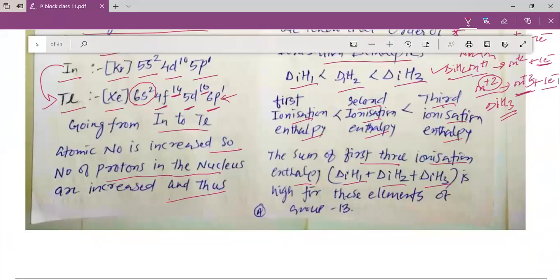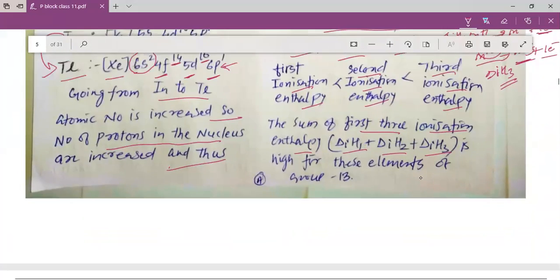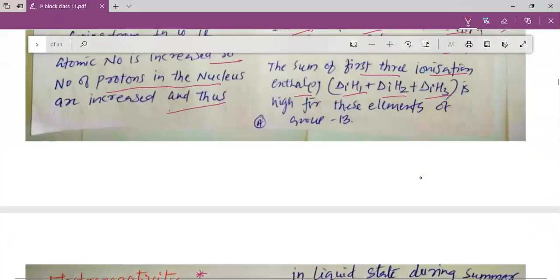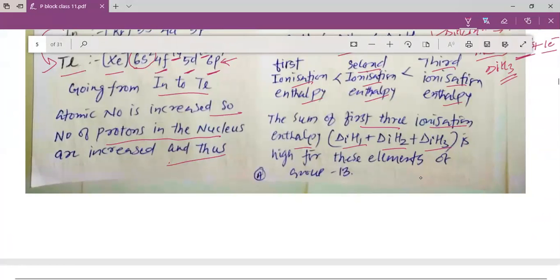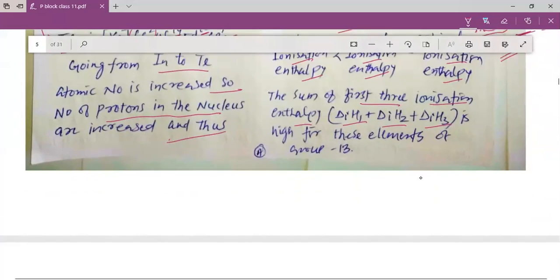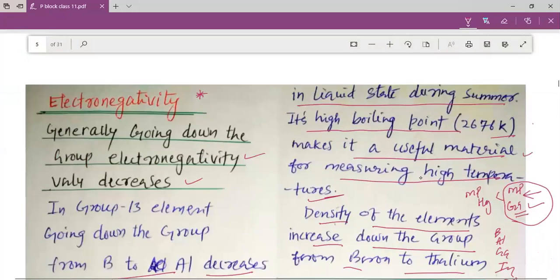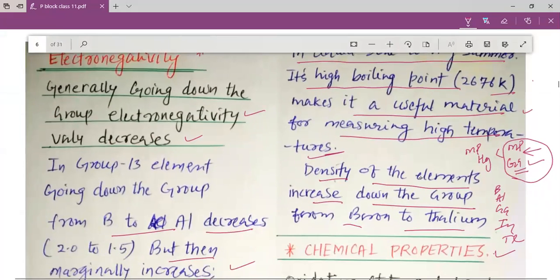We know that the third ionization enthalpy is greater than the second ionization enthalpy, and the second ionization enthalpy is greater than the first ionization enthalpy. In case of boron, the sum of the first, second and third ionization enthalpy is very high, but in case of aluminum, this sum decreases, and that is why boron forms covalent compounds, but aluminum can form ionic compounds.